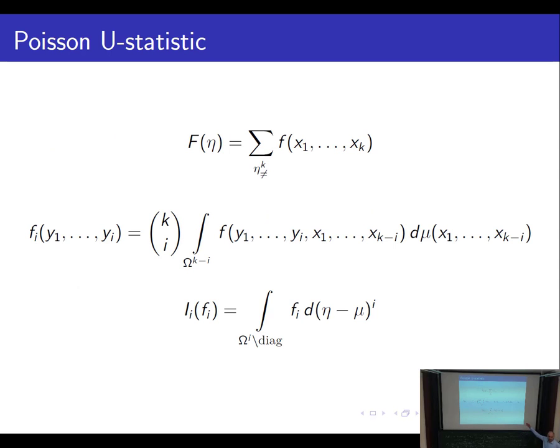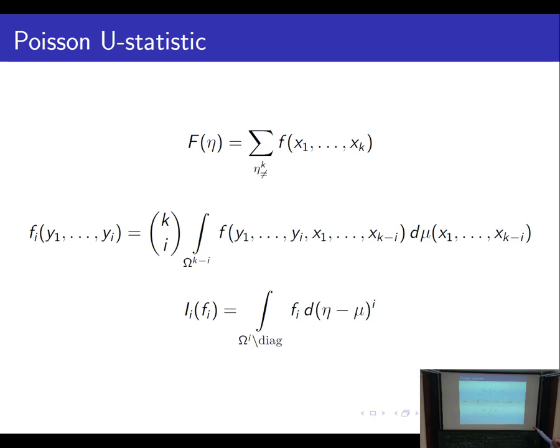Okay, this was some kind of general theory behind the whole thing. And now we are interested in this Poisson U statistic. So we start with a very special function, capital F. Capital F consists of a sum of all k tuples, and the number k is finite. Then it turns out if you add one additional point, most of the summands will not have this additional point. So they will cancel out, and you only end up with a certain small sum.